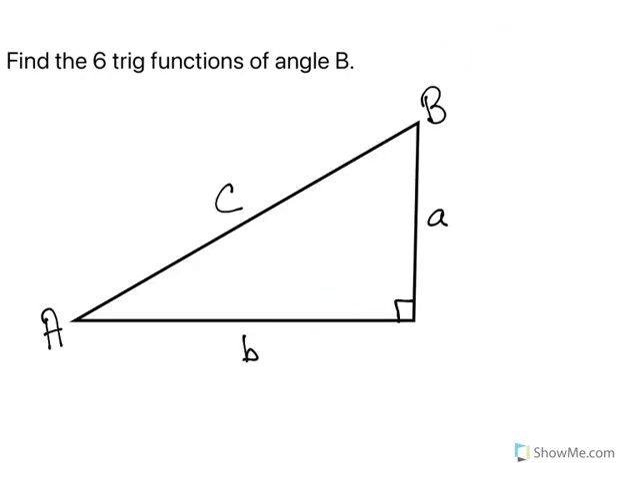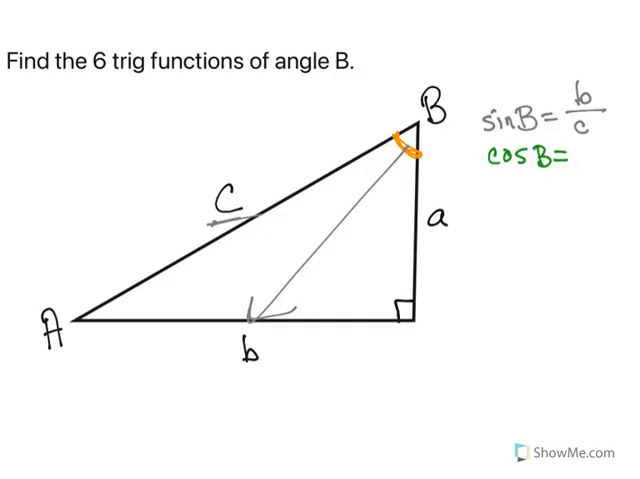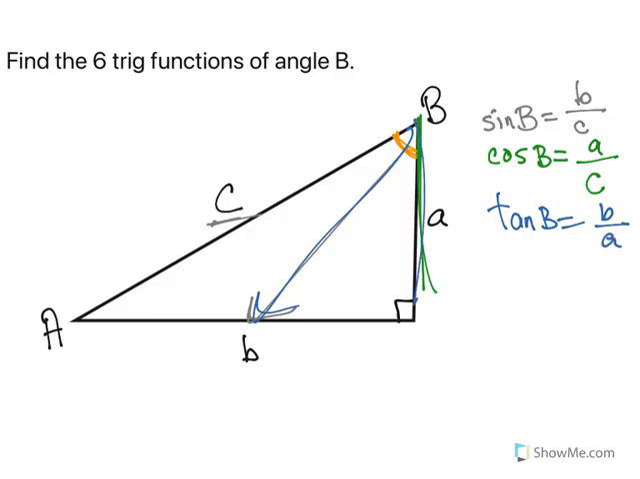All right, let's do one more, but let's do this with just letters. So now we're playing with angle B. So here's angle B up here, and I'm going to find the 6 trig functions. So the sine of B, opposite is B, over the hypotenuse, which is C. Okay. Then the cosine of B. Well, cosine is adjacent, A over C. Tangent of angle B, opposite, B, over adjacent, A.